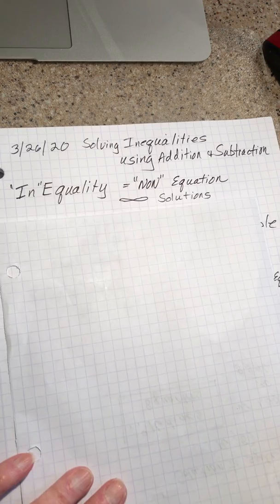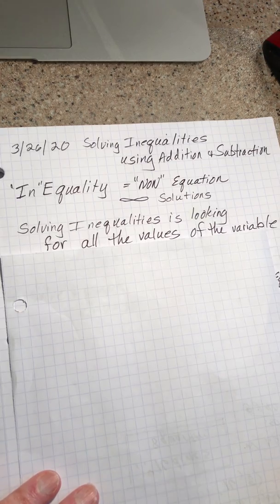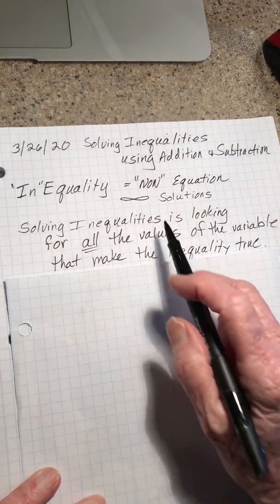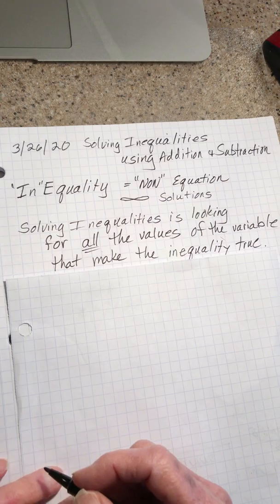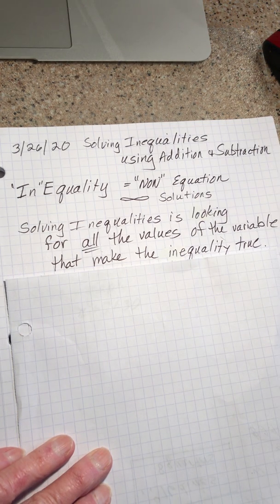When you solve an inequality, you're looking for all the values of the variable that make the inequality true. So that means there's an infinite number of solutions, because if you have x is less than 7, then x could be 5, 0, negative 200, negative 1,000, and it could be any number up to 7. If you have x is less than 3, you could have any number less than 3, all the negative numbers, and you can even have 2.99999999999, all the way up as close as you can get to 3.